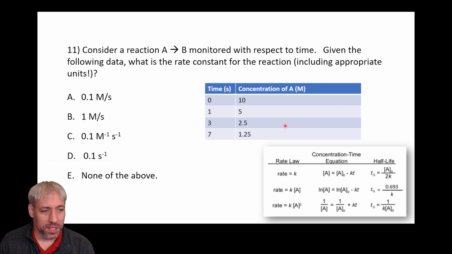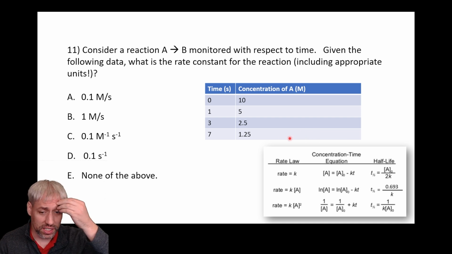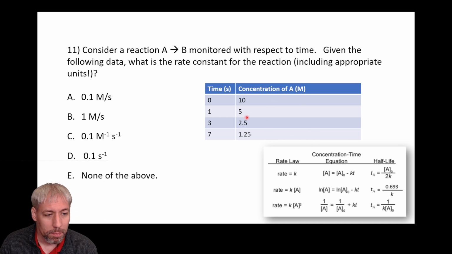All right, so this one's a little bit challenging. I mean, we could plug and chug numbers in these equations if we know what the equations are, right? Because we know how time is changing. We could potentially figure out a rate constant for the reaction. But we need to figure out which equation we could use.